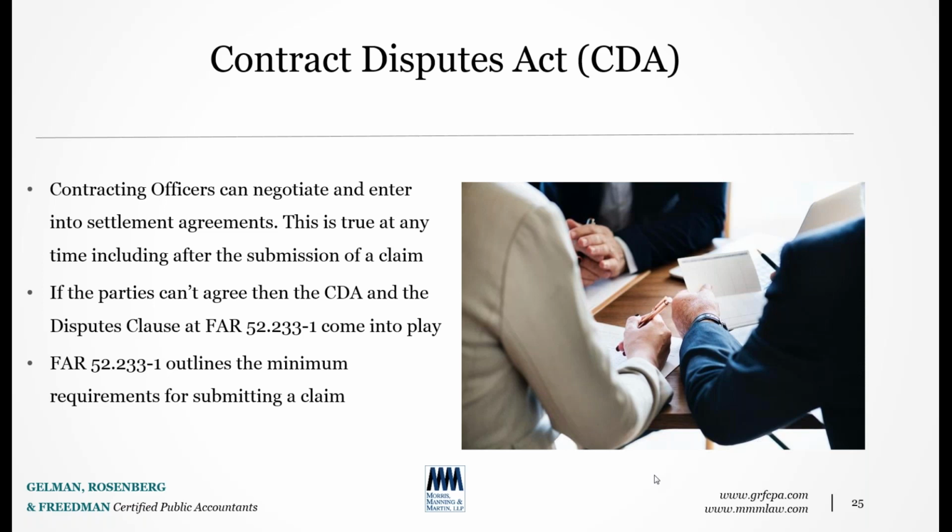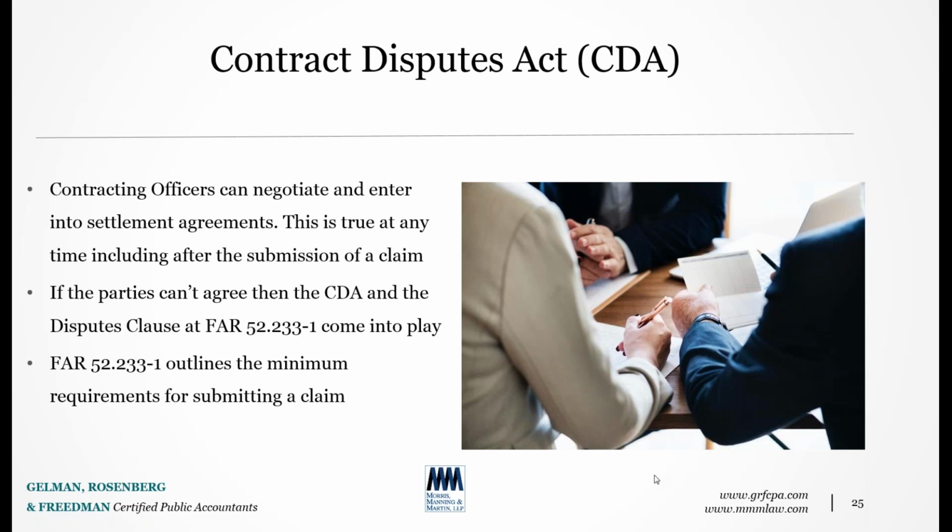Yeah, and the ADR is basically like arbitration or mediation, but in the government contract context. Right. So if you ultimately, through maybe working these other channels, can't come to an agreement, that's when the Contract Disputes Act and the Disputes Clause at FAR 52.233-1 kicks in.